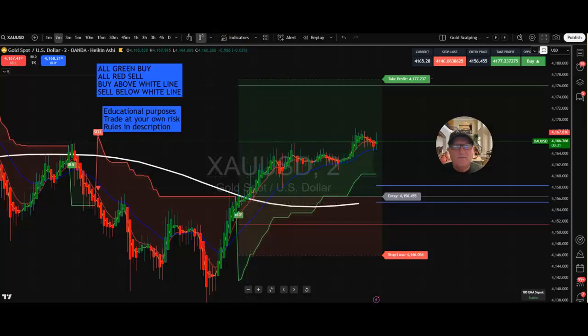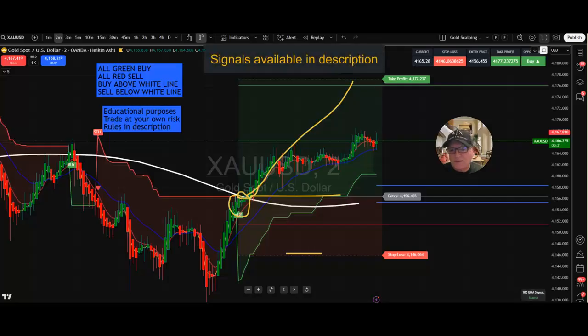All you're looking for is the price to move above. When you get a buy signal, you want to see that the price is moving above the white line. And as it does, then you have a target here of 2 times risk. So the buy entry was 41.56. The stop loss was 41.46. And the target is 41.77.